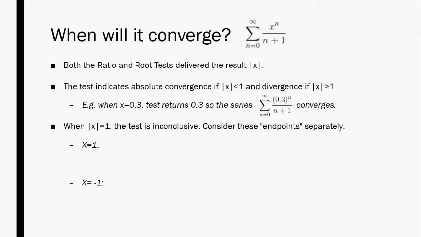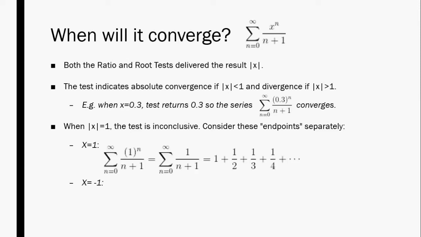When the absolute value of x equals 1, the test is inconclusive though, because the ratio and root test, both of them, don't give you a result when the limit of that ratio, or the limit of the nth root, returns 1. So we're going to have to consider what happens in these two cases separately. Well, if the absolute value of a number x is 1, the number is either positive or negative 1. So let's consider x equals 1 first.